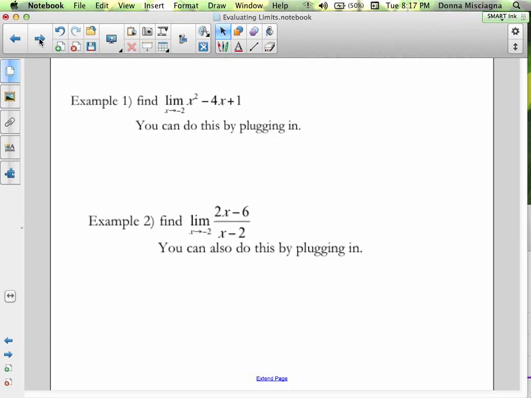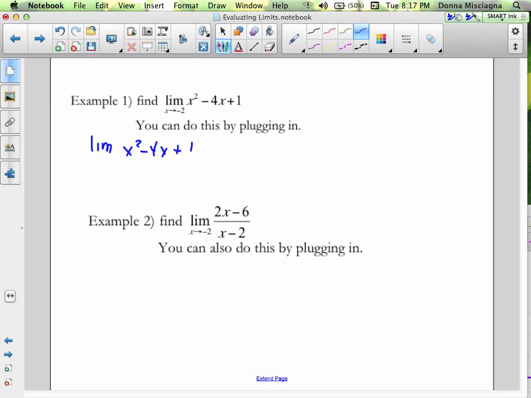All right, so here we want to find the limit of x squared minus 4x plus 1 as x approaches negative 2. I'm going to write that because it's really small there. The limit of x squared minus 4x plus 1 as x approaches negative 2 is a polynomial. All right, so we know that's continuous everywhere, so I'm just going to plug in.